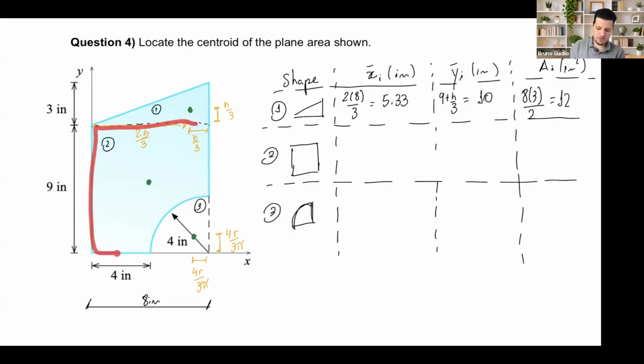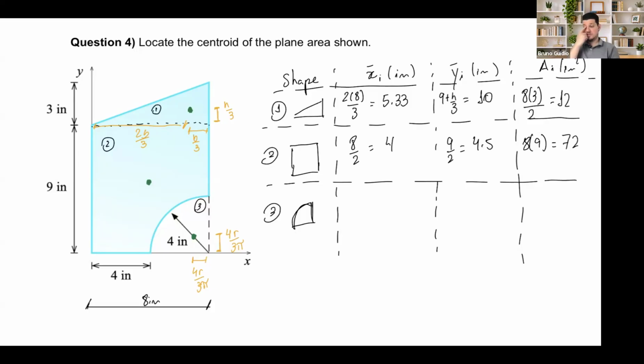Rectangle. Right in the middle. In x, 4. In y, half of 9. It's half of 9, 4.5. So this is 8 divided by 2, 4. This is 9 divided by 2, 4.5. Now this rectangle, yes, is 8 times 9, okay, 72.